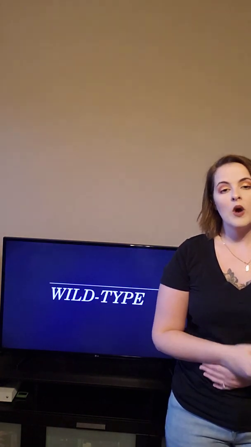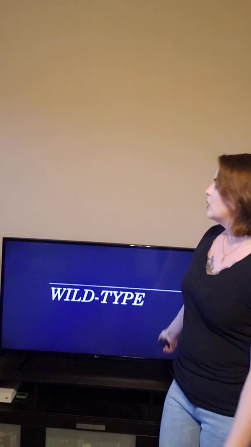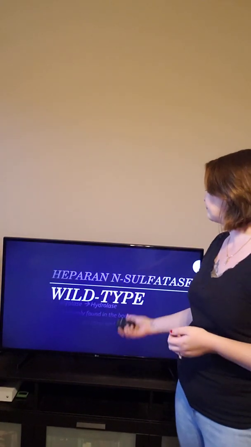First, we will talk about the wild type of heparan N-Sulfatase. Here we will talk about the active site, the reaction that it undergoes, along with one of the major pathways that it is part of.